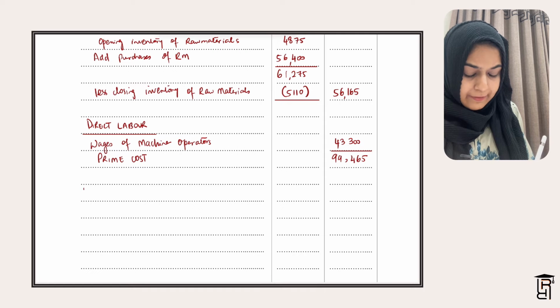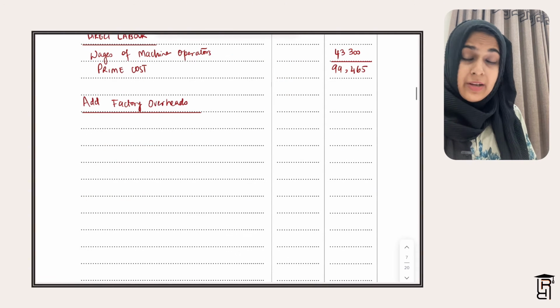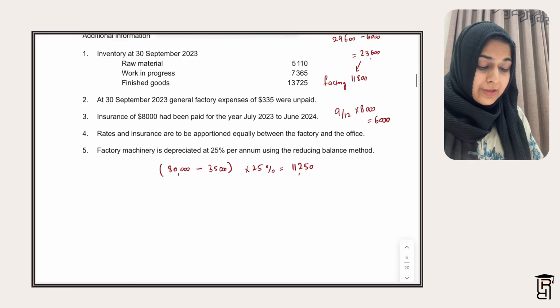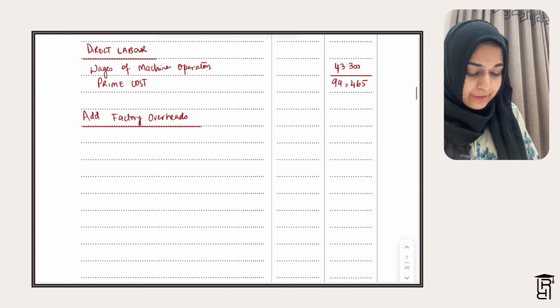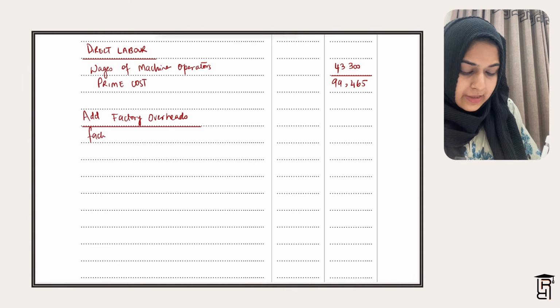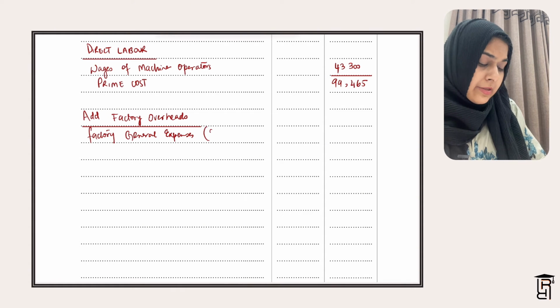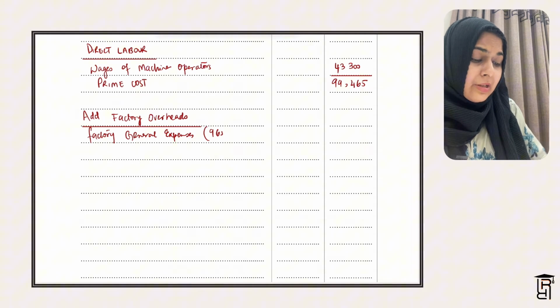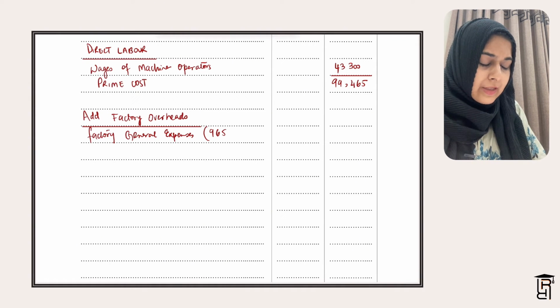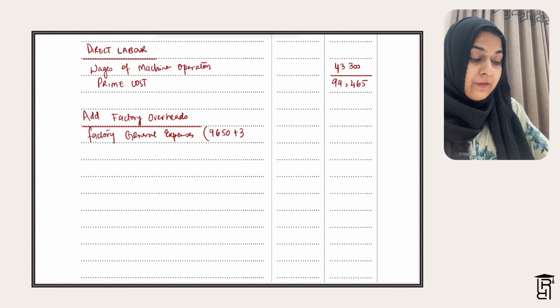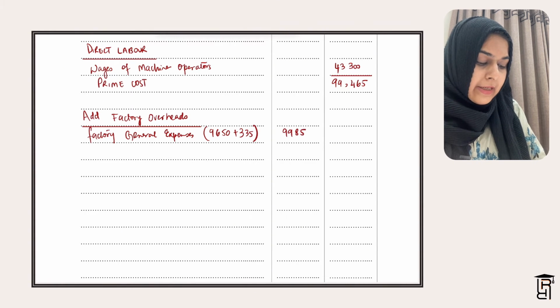Then you need to add the factory overheads. So I write here add factory overheads. So I write all the overheads one by one over here. So we have factory general expenses 9985. So I write here factory general expenses. I need to show the calculation somewhere in my paper. So it's very good if you write it over here only. 9650 plus 335 gives me a total of 9985.